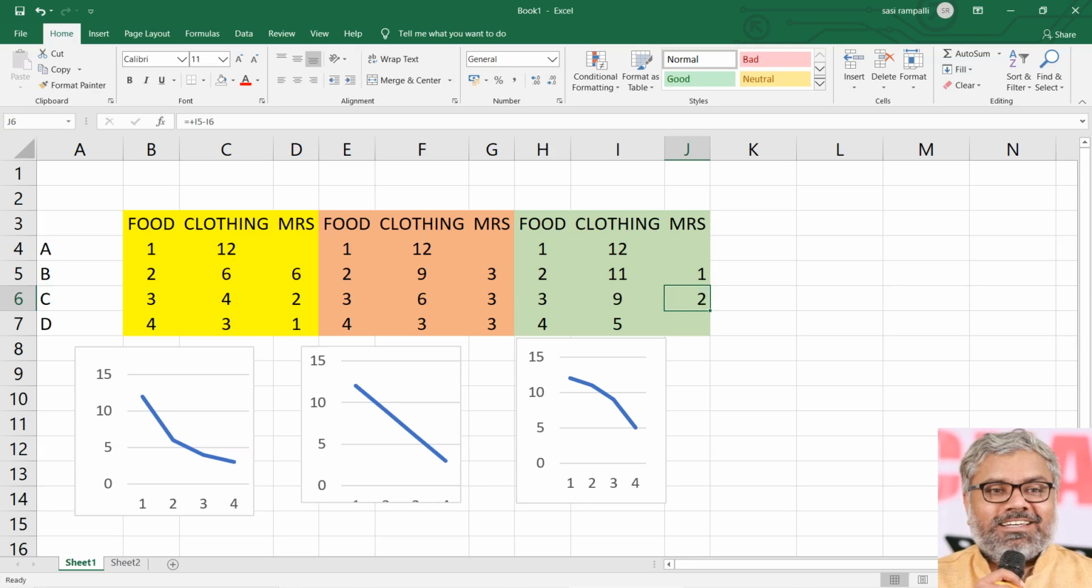Then 11 minus 9, that is 2. 9 minus 5, that is 4. So what is happening here? The marginal rate of substitution is increasing. It will not happen generally. If it happens, we are talking. Generally, the marginal rate of substitution is diminishing.